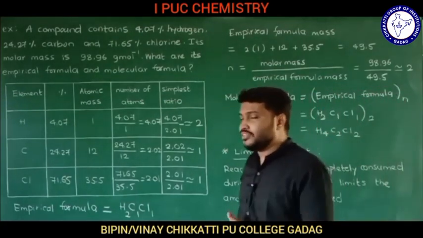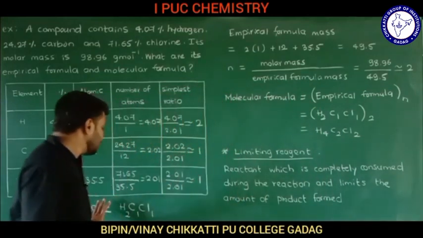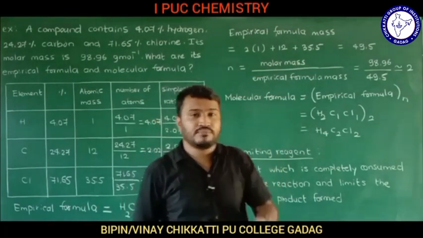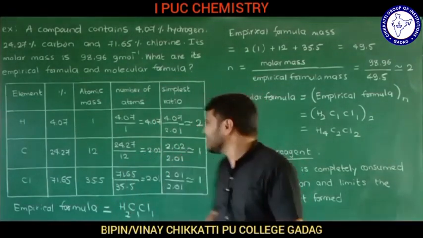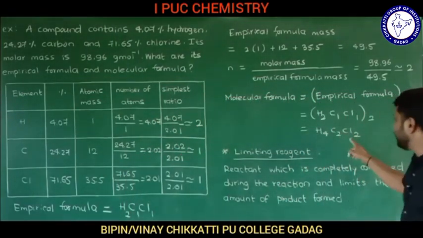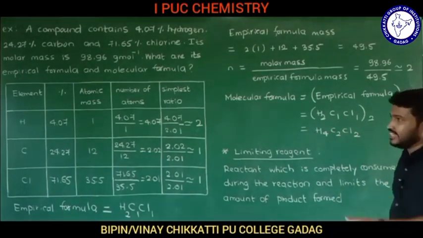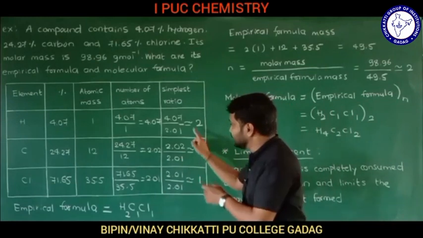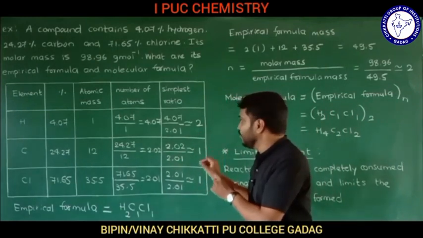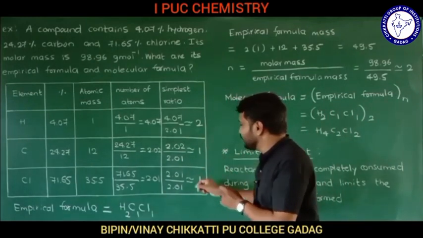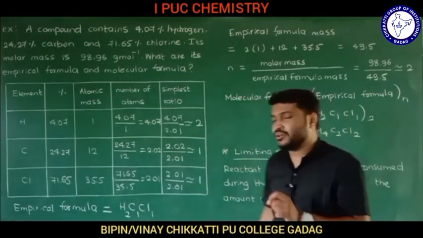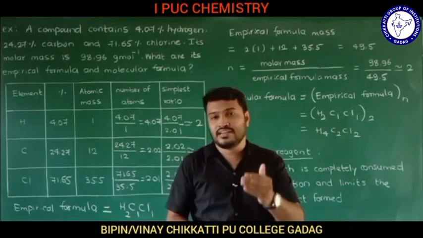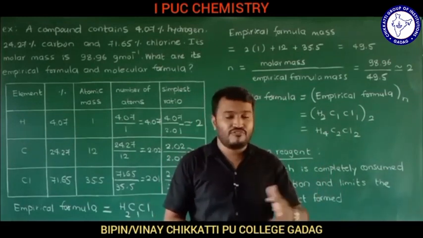The difference is that the empirical formula is the simplest whole number ratio, whereas the molecular formula is the actual number of atoms. You can write it any way you want, you can write C2H4Cl2 also, the same thing. But remember how to draw the table, and taking the simplest ratio is important. If you get any wrong simplest ratio, the entire example will be wrong. Take care of drawing the correct table, and that is how we calculate the problems based on empirical formula and molecular formula.